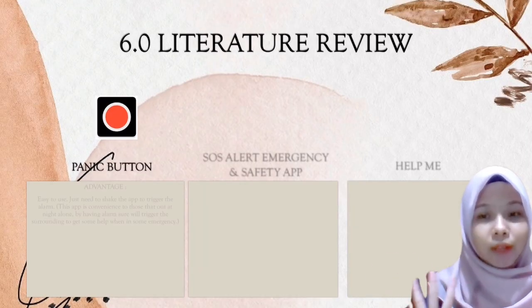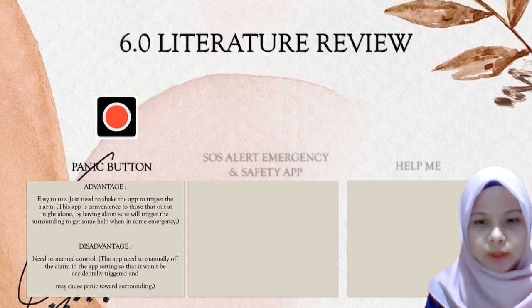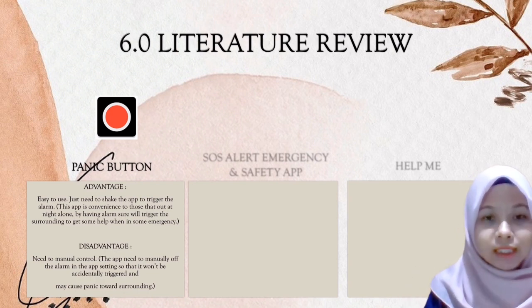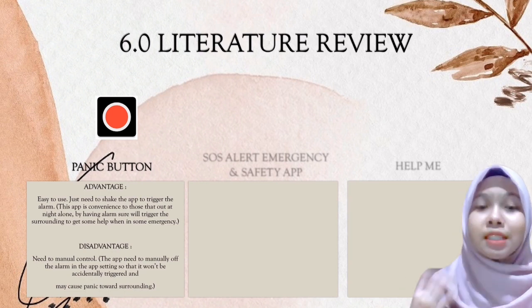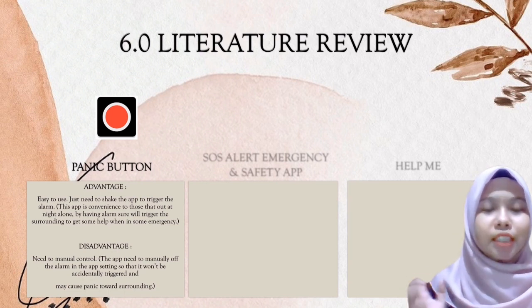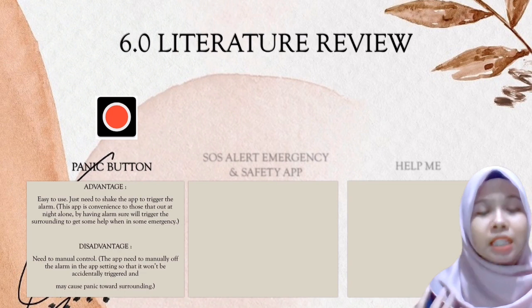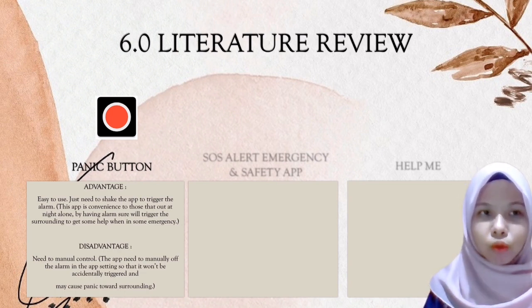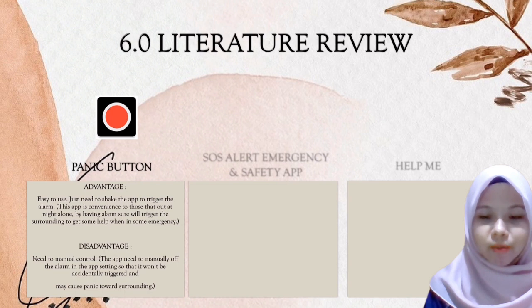Okay, next I will explain the literature review, which covers four kinds of apps with the same function as our app. The first app is Panic Button. The advantage is that it is easy to use, just shake the phone to trigger the alarm. The disadvantage is that you need to manually set the control, switching it on and off, and we could accidentally trigger the alarm without needing it.